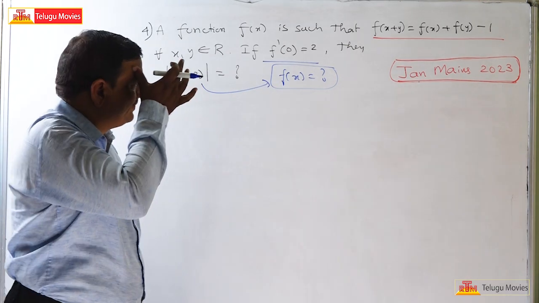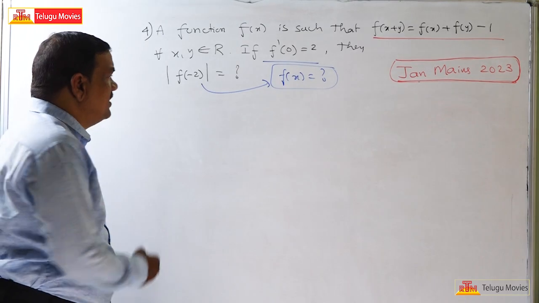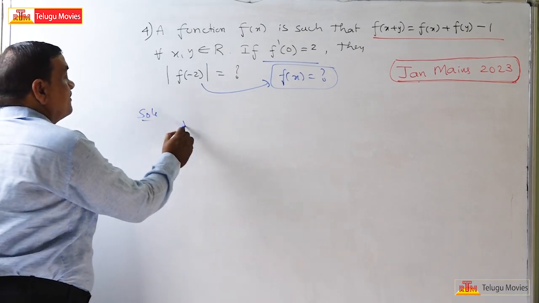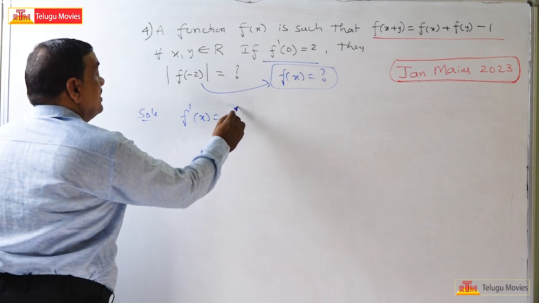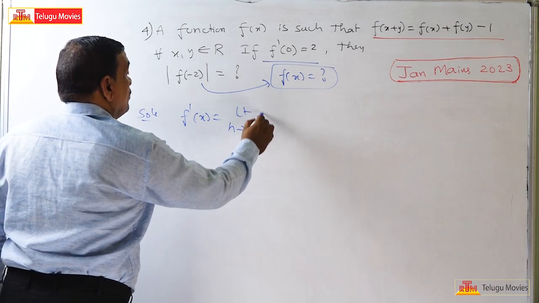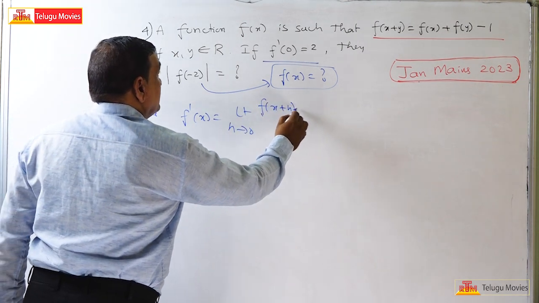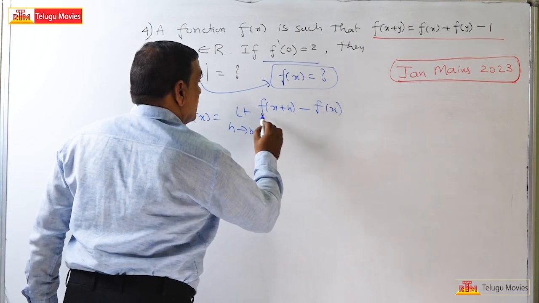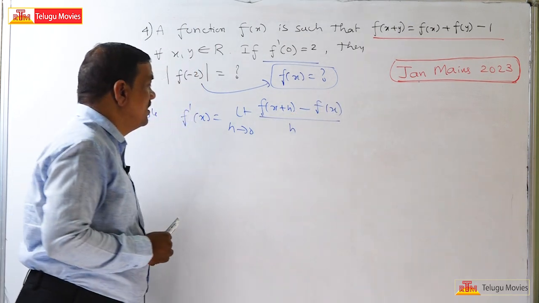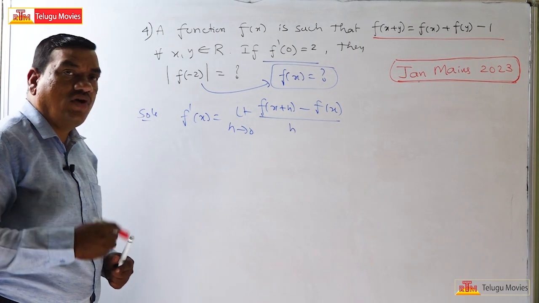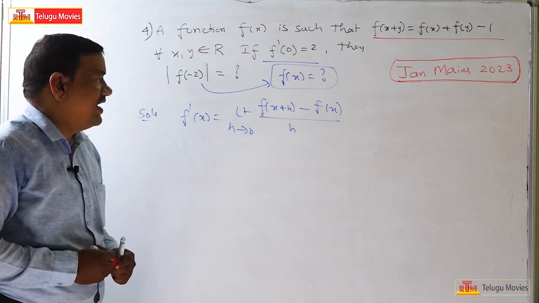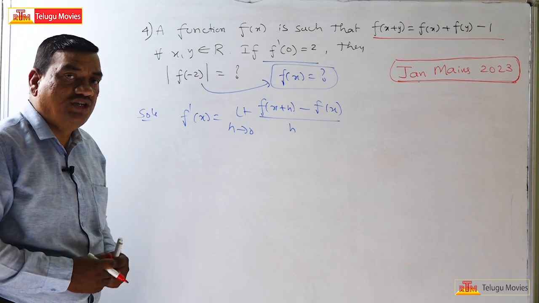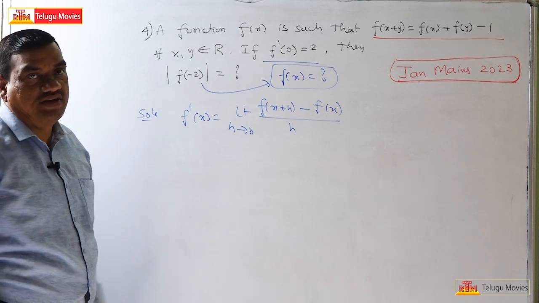Then how to do it? Let's first recall, what is the definition of f dash of x? First principle: limit h tends to 0, f of x plus h minus f of x, by h. This is the definition of the first derivative, f dash of x.